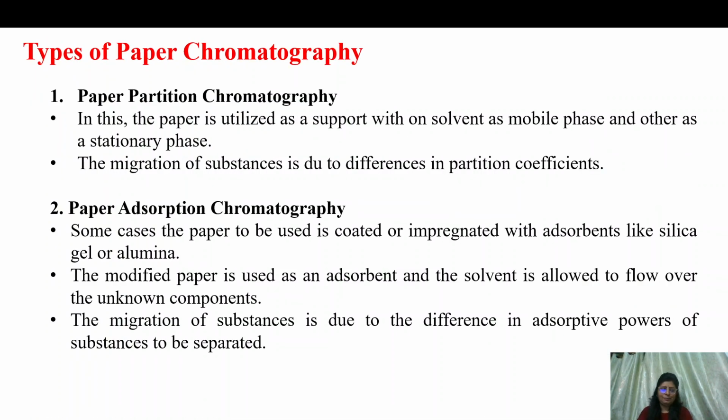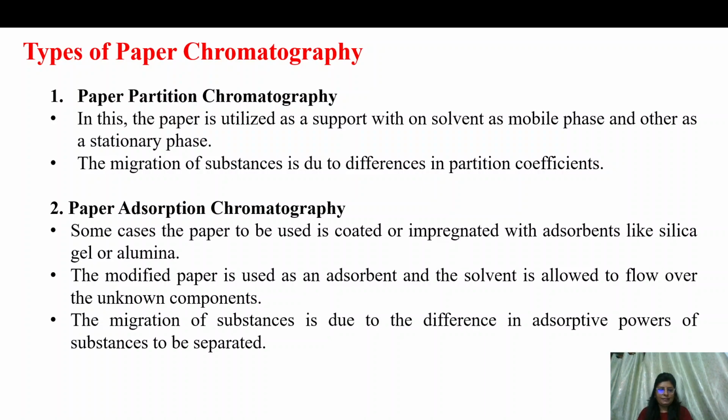Now let's talk about the types of paper chromatography. Basically there are two types of paper chromatography. The first one is paper partition chromatography, and the second one is paper adsorption chromatography. Paper partition chromatography utilizes paper as a support with one solvent as the mobile phase and another as the stationary phase. Here both phases are liquids. The migration of the substance is due to the difference in their partition coefficients. Then in paper adsorption chromatography, one phase is solid and the other phase is liquid.